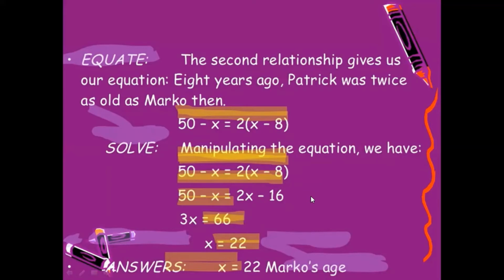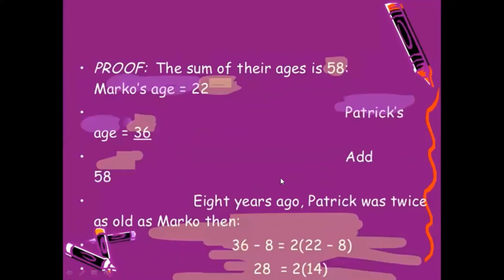The second person is Patrick. What we have to do is add 8, whatever the equation is, x plus 8. So Patrick's age is 36. Add 58 years too. 8 years ago, Patrick was twice as old as Marco. So this is all about the check, the cross check of your answer. I'm sure that on this slide, each and everything is of mathematical nature, and nothing is confusing over here.